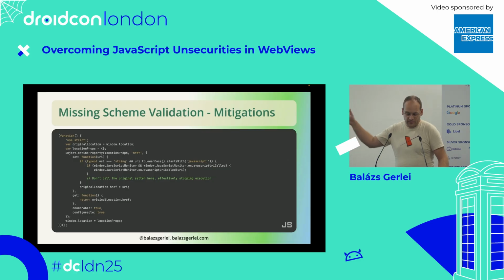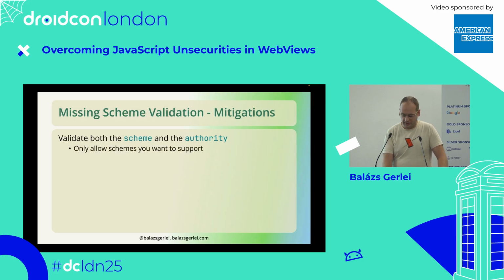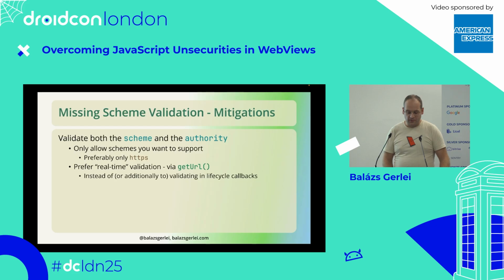And then if you look at the middle, when the scheme is not HTTPS or it's JavaScript in this fashion, then you don't call the original method, and it will be blocked even from the JavaScript side. But other mitigations, of course, are to validate both the scheme and the authority together, and only allow the schemes that you want to support. Even my example is not the best, I think, because you should always prefer an allow list, not a block list, so not filter out what you don't want to allow, but rather specify what you want to allow and only go forward with this.